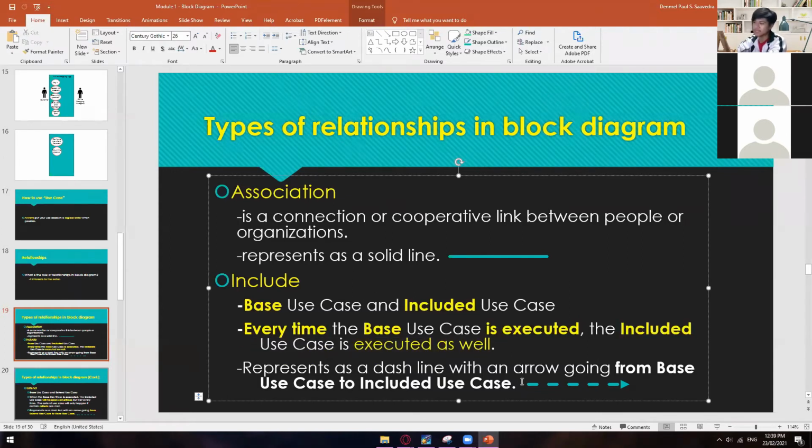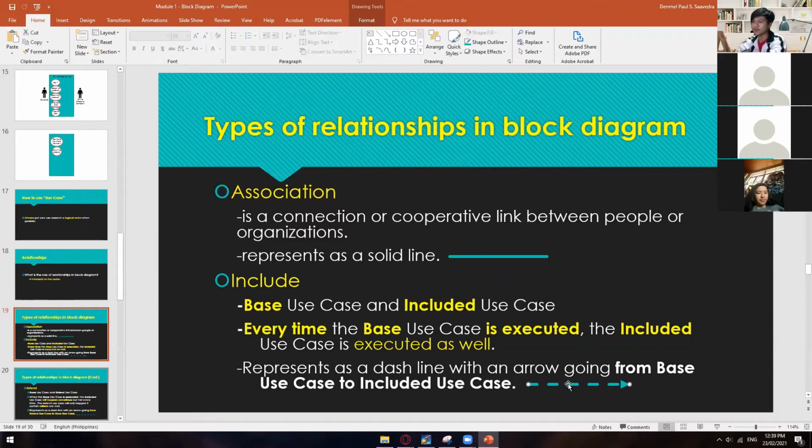So it's being represented by this one. It's a dashed line arrow. Take note, it's an arrow going to the right. The left side is your base, and the right side is the included use case. It's very important that you know the direction, because if not, it will be reversed.